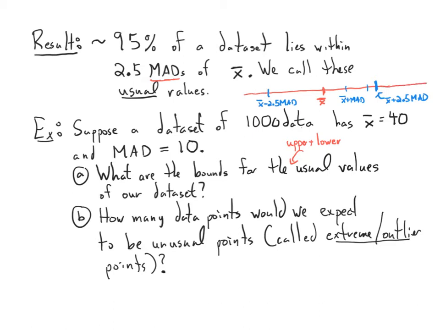So let's say that we have this here. Actually, let me erase this. Let me make this a little more symmetric. So I'm going to just move this line a little bit closer so it looks the same distance away from the mean as the other one. So this is 2.5 MADs here. And what this says is within these values, you'll find roughly 95% of our data.